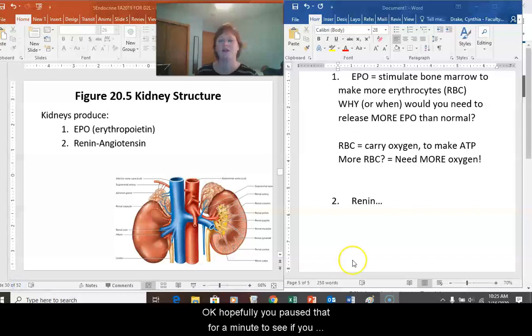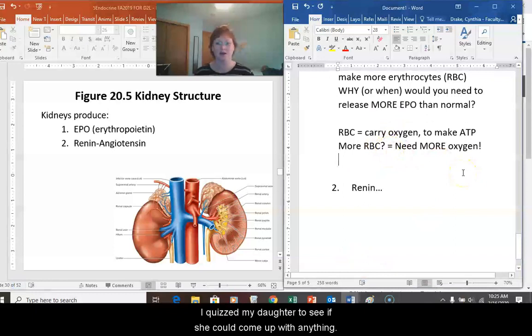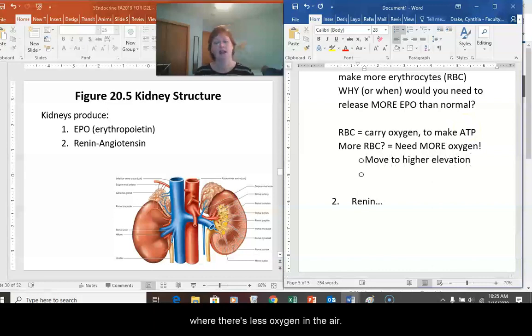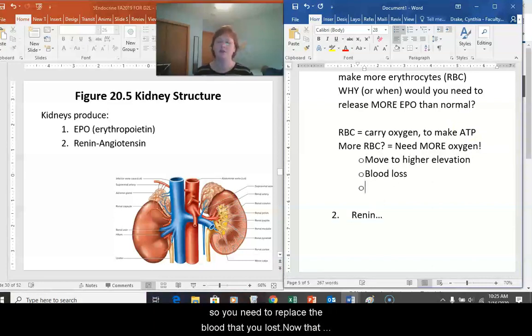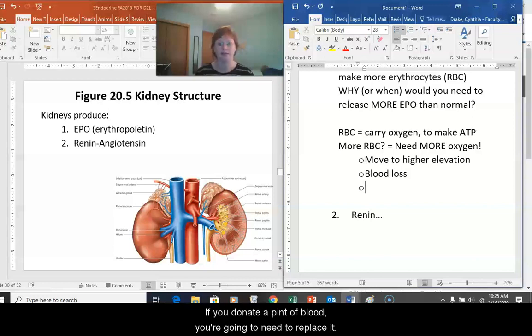Okay, hopefully you paused that for a minute to see if you could come up with any scenarios. I quizzed my daughter to see if she could come up with anything. And here's the list that we came up with. You could move to higher elevation where there's less oxygen in the air. You might have an injury that involves blood loss. You need to replace the blood that you lost. Now that could be an injury, or you could donate blood. If you donate a pint of blood, you're going to need to replace it.